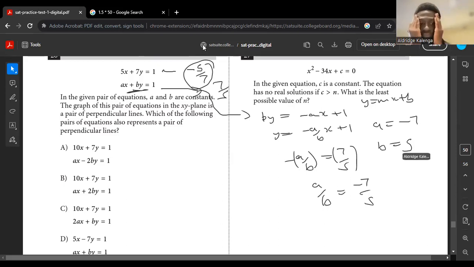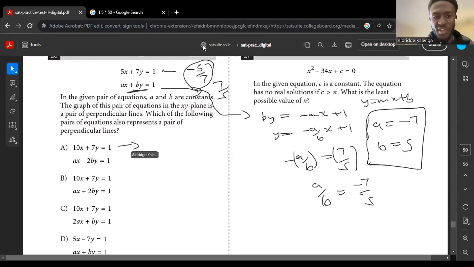So now we're looking for which of the following pairs of equations also represent perpendicular lines. We know that a and b are constants, so our a is going to be -7, our b is going to be 5. But which of these other equations also represent a pair of perpendicular lines? What you guys can do the long way is find the gradient of this one. You can do it however you want. I'm just going to do it the short way. So I know the gradient is -10 over 7. You can say 7y = -10x + 1, and then you divide by 7. It's still going to be -10 over 7, right? I'm just doing the quick way. Negative 10 over 7, which means the perpendicular gradient should be 7 over 10.